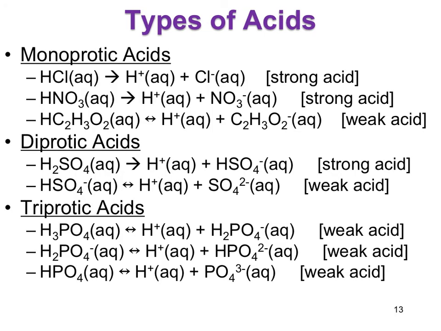Monoprotic acids can only release one proton. Examples include hydrochloric acid, HCl, nitric acid, HNO3, and acetic acid, HC2H3O2. Diprotic acids, such as sulfuric acid, can release two protons. Triprotic acids, such as phosphoric acid, can release three protons.